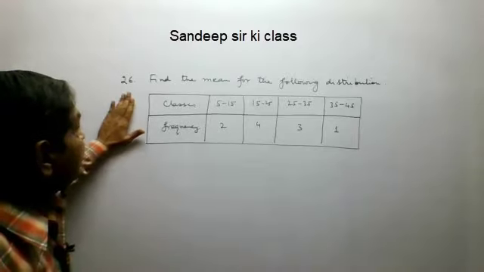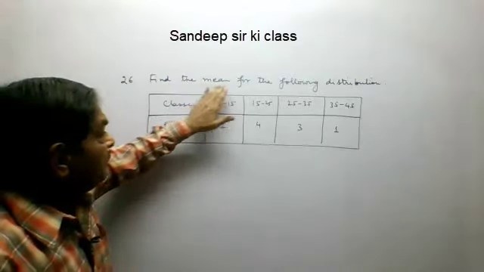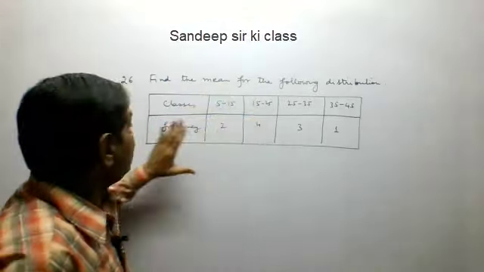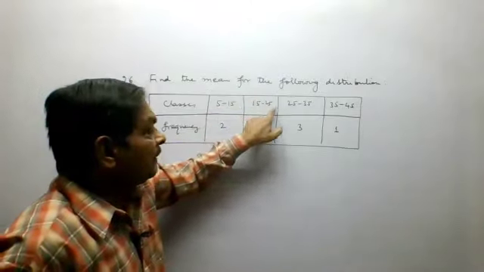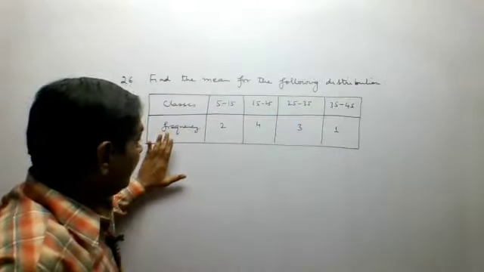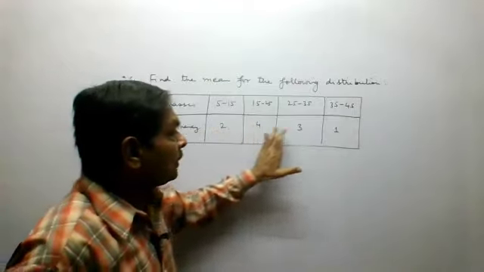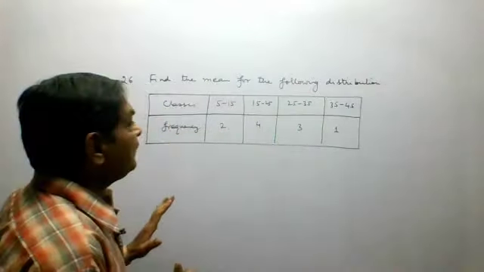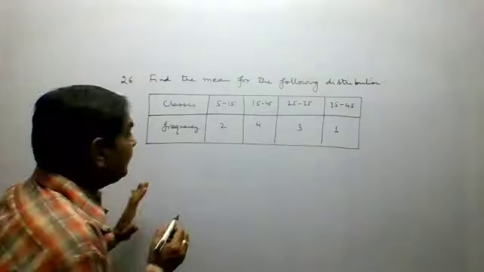Question number 26. Find the mean for the following distribution. A table is given and here the classes are 5 to 15, 15 to 25, 25 to 35, 35 to 45. Frequencies are given 2, 4, 3, 1. First we will make the table for calculating the mean.